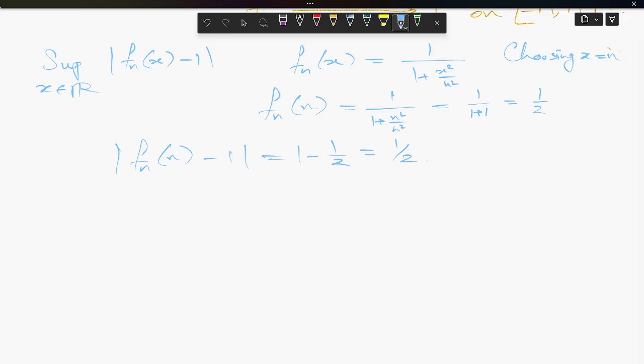So our f_n(x) converges uniformly on any closed bounded interval minus M to M, and our f_n(x) does not converge uniformly on R because the supremum deviation from the limit function does not tend to 0. So thus the result is proved.